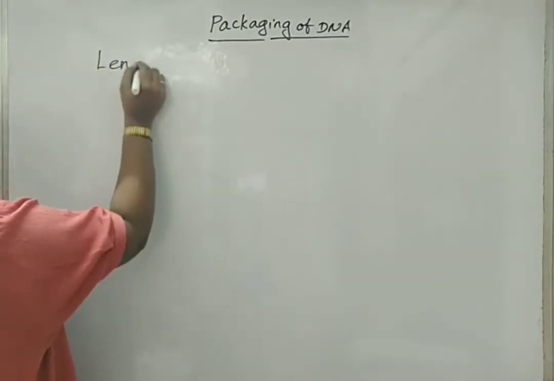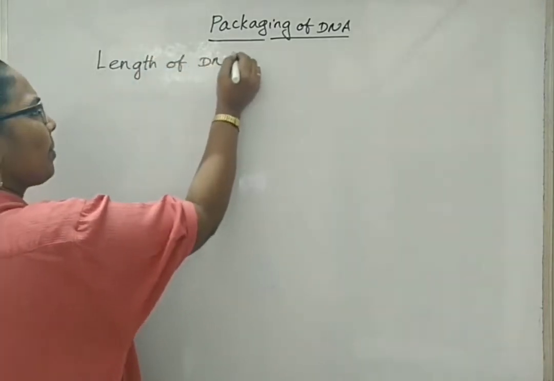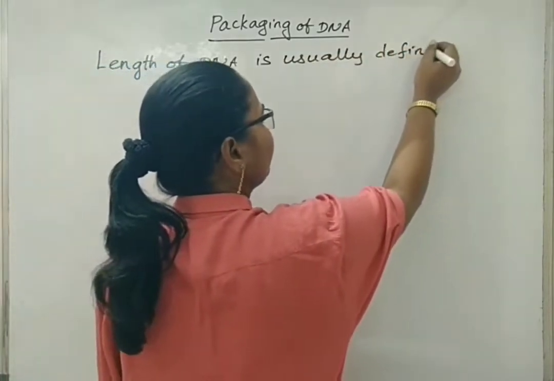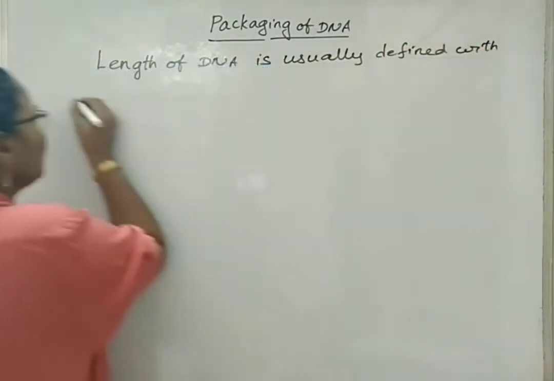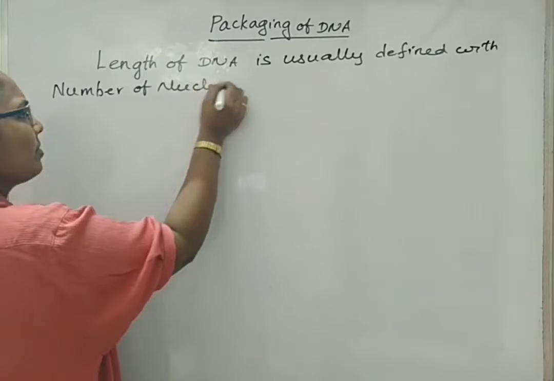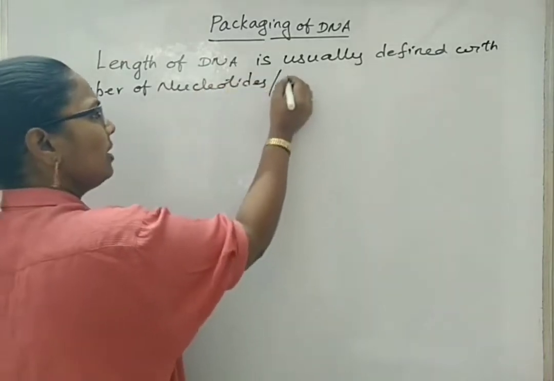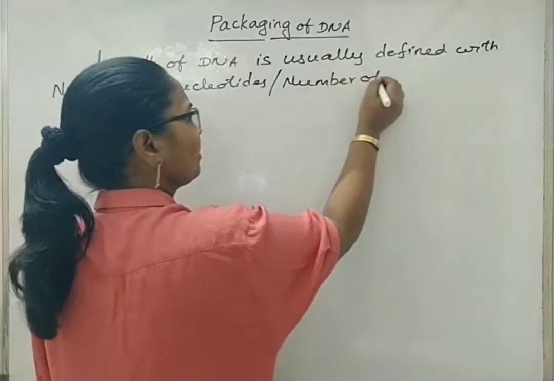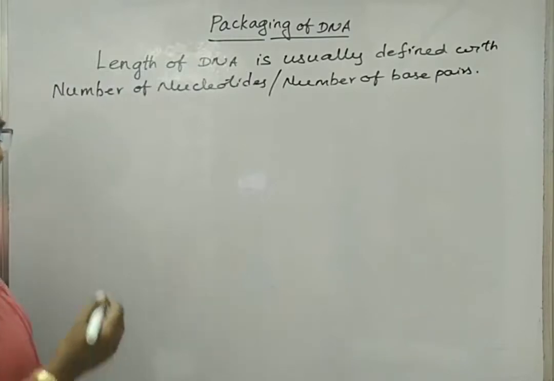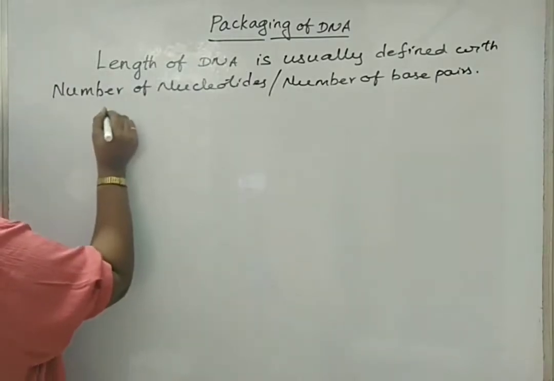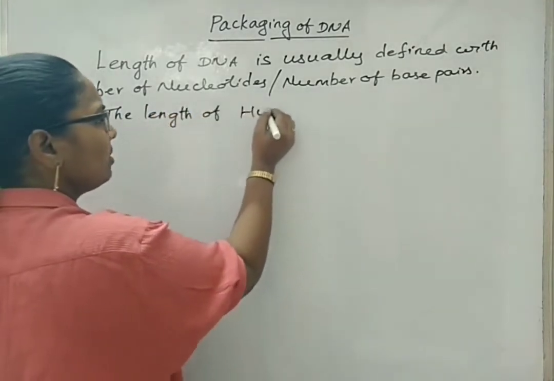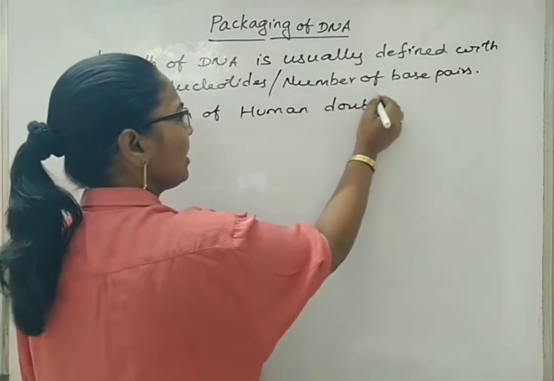So, the length of DNA is usually defined with the number of nucleotides or the number of base pairs. Suppose, for the human being, the length of human double-stranded DNA.